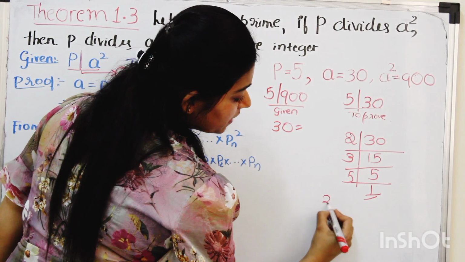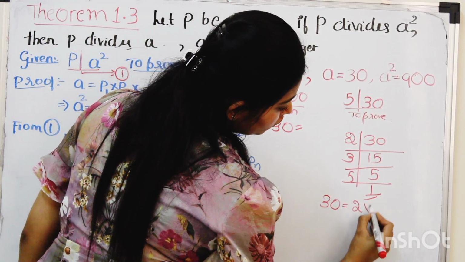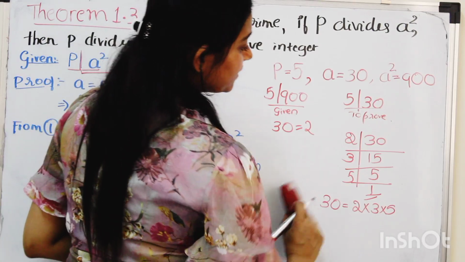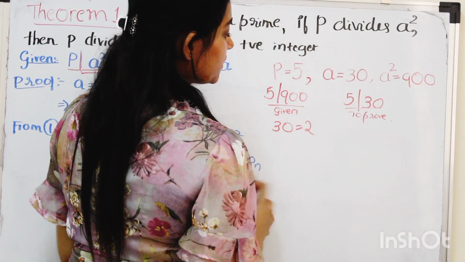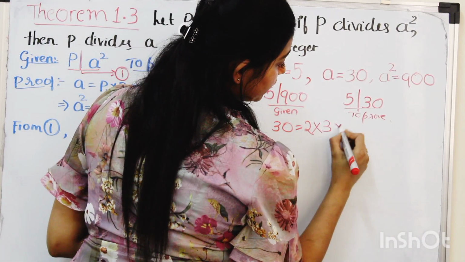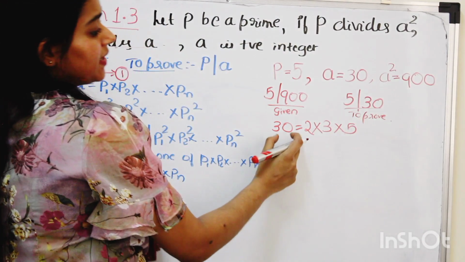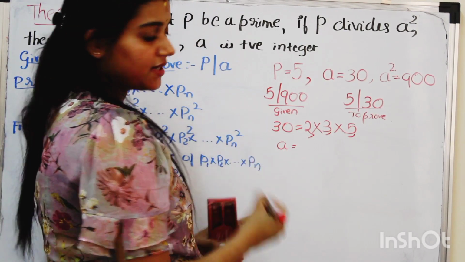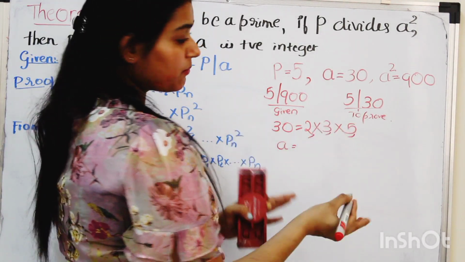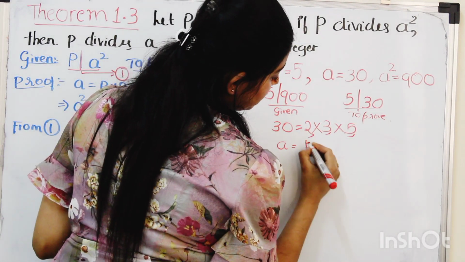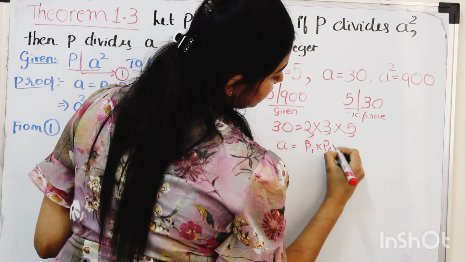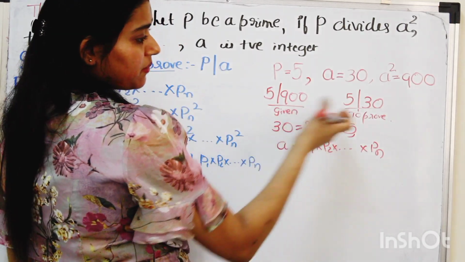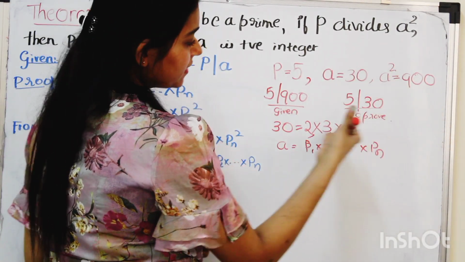So 30 can be written as 2 into 3 into 5. See here, this is A and these are all prime numbers. So by the fundamental theorem of arithmetic, you write this as P1 into P2 into and so on into Pn. For other numbers, it may become more than these numbers also.